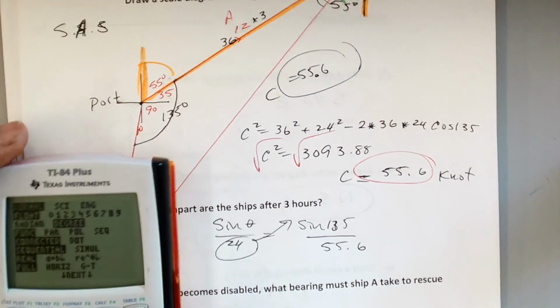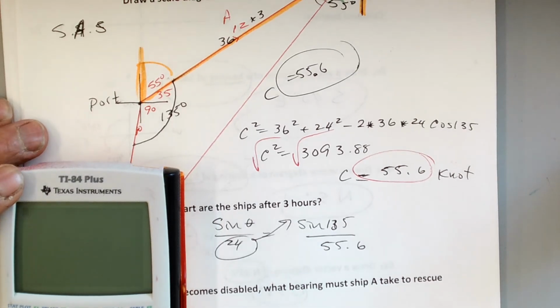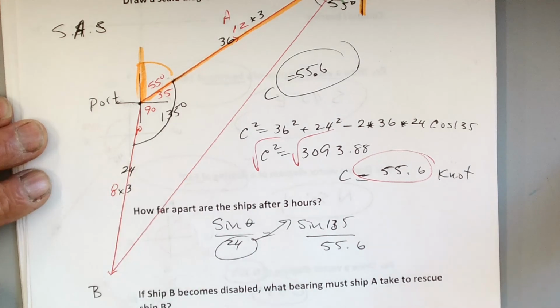I'm going to go 24 times the sine of 135, close your parentheses, divided by 55.6. Now I get a decimal. I expected that. Now I do the sine inverse of that answer. And so I get an answer of 17.8.